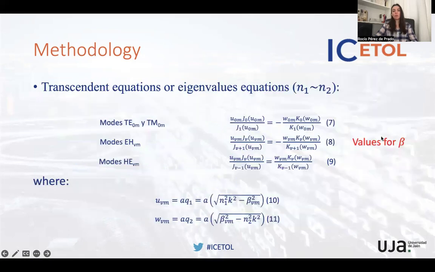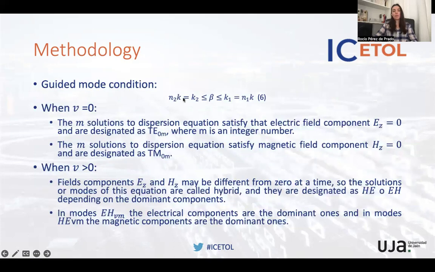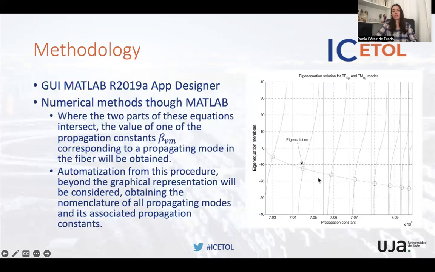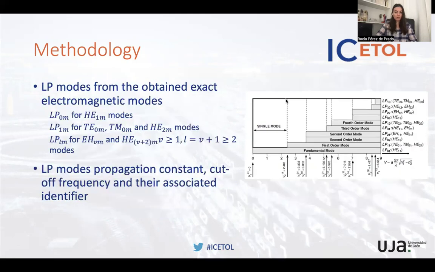So basically what you're going to do is iterate over different values of beta, and the values of beta we consider are those in the guided mode condition. We iterate this instruction to observe the intersections. But this is not only going to be useful to graphically obtain the intersections; you're also going to be interested in automating this. So we've obtained these graphical curves, and then we have to automate the obtention of these specific values, and we also want to know the nomenclature, exactly which specific modes we obtain.